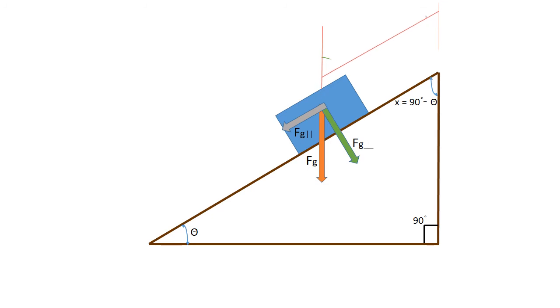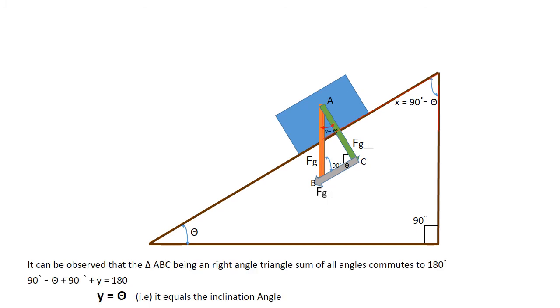Applying the same theory to our sketch and on completing the triangle ABC, which is a right angle triangle, we can arrive at the angle of side AB and BC as 90 minus theta. The sum of all angles in a triangle being 180 degrees, we can arrive at angle Y as theta, which is the same as the inclination angle.